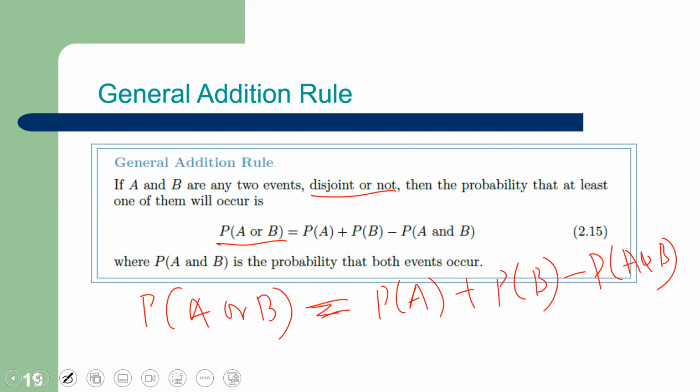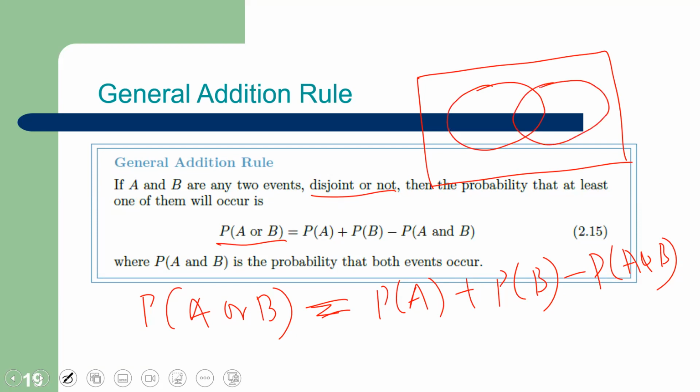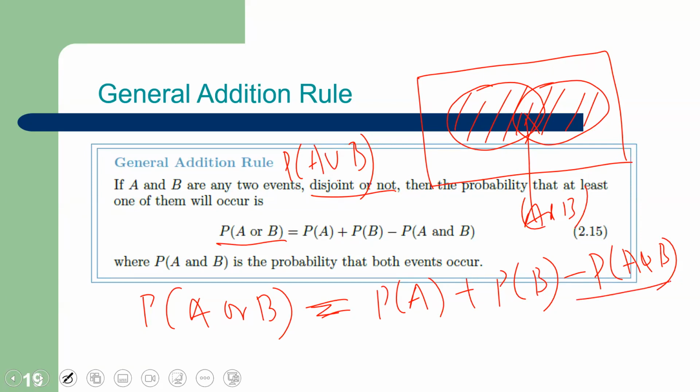This can also be explained in terms of sets. For example, if this is my A and this is my B, and I want the area for A union B, that is A or B, this will be my area. Now this intersection part is nothing but A and B, which we need to remove so that we get the correct total. That is the reason we subtract the probability of A and B.